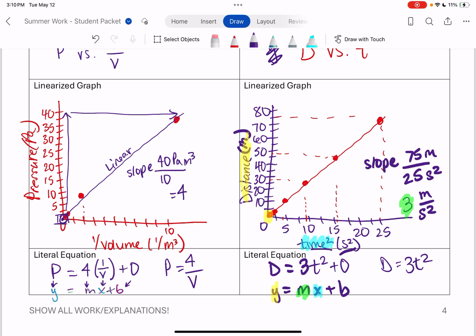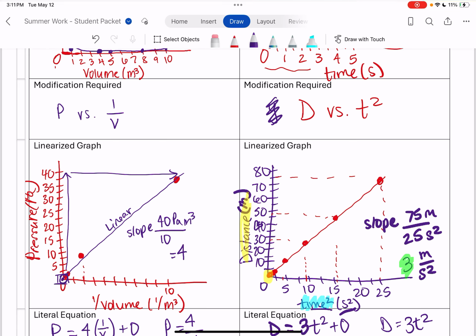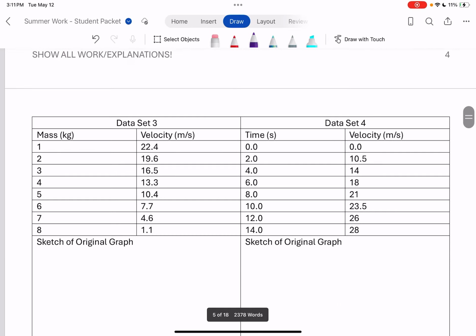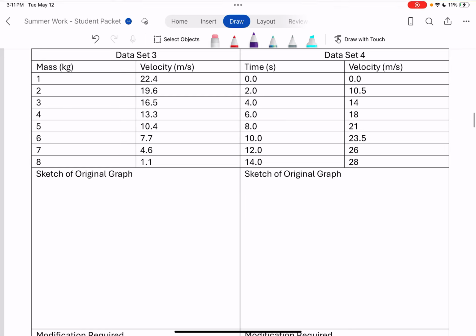So every problem is the same. You're going to sketch your original graph, figure out what you have to do to change your variable, and then graph a linear graph. I think maybe I'll just do one more, and then I will let you do the rest, because I know this video has already taken up a while.